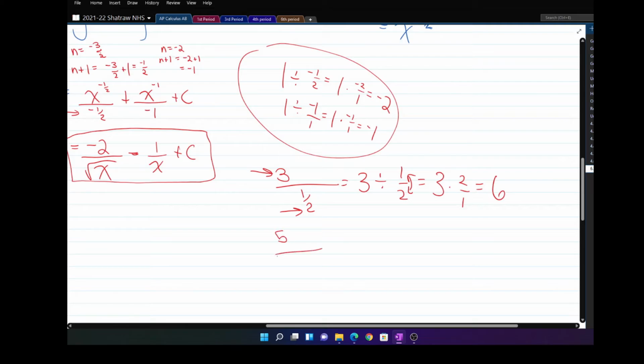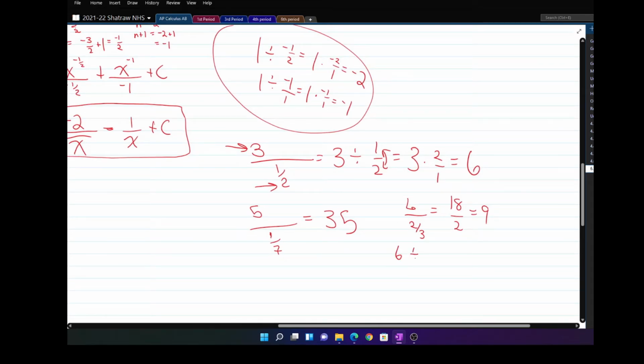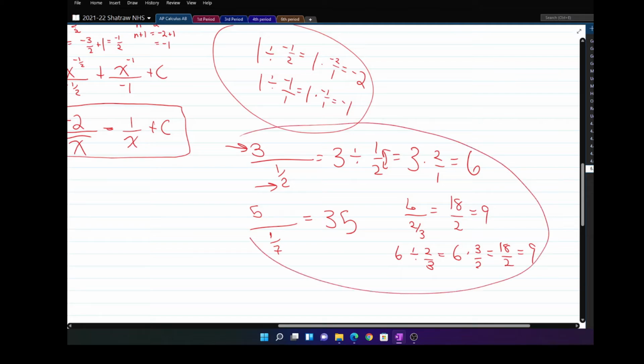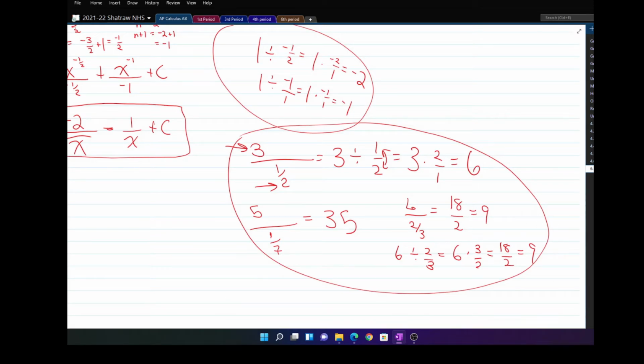And so if I had this, then this will really be this. You see what I'm saying? If I had this, well, you might want to think about that one. It's going to be 6 times 3 is 18, divided by 2 is 9. I can show my work. 6 divided by 2/3 is 6 times 3/2, which is 18 divided by 2, which is 9. You see? So even these guys, you're going to develop that habit, that pattern, and you'll be able to move on from there.